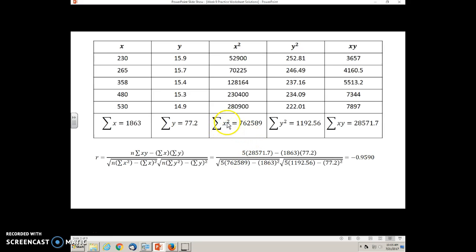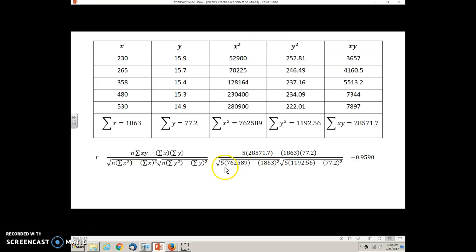So this sum of X squared is just the sum of all the values in the X squared column. Okay, now you substitute the values into the formula in the correct place. So R is 5 times 28,571.7 minus 1,863 times 77.2. That's our numerator, divided by, there are 2 separate square roots in the denominator.